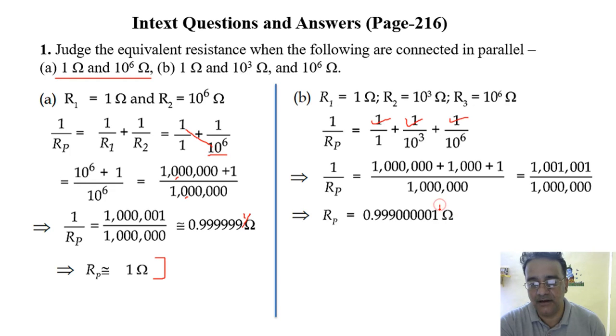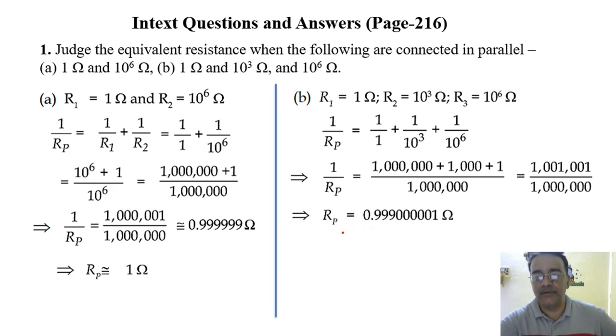This is approximately equal to 0.999000001 ohm, right? Approximately Rp will be equal to 0.999000001 ohm. So we can write it as approximately equal to 1 ohm. So what is our conclusion? That in both the cases we are getting approximately 1 ohm equivalent resistance. Okay, so now we'll move toward the next question.